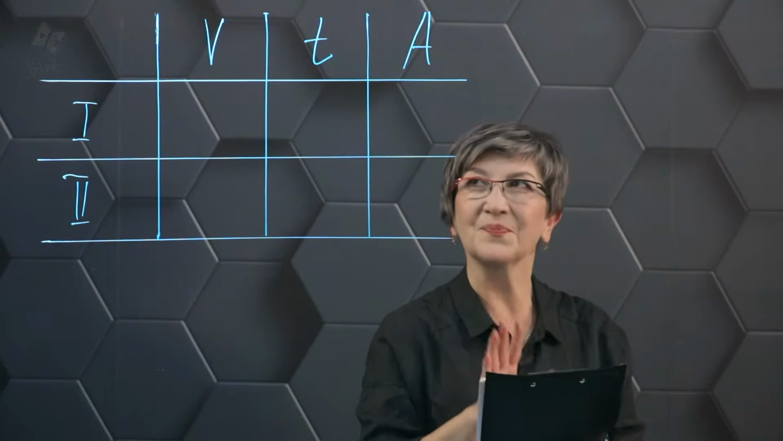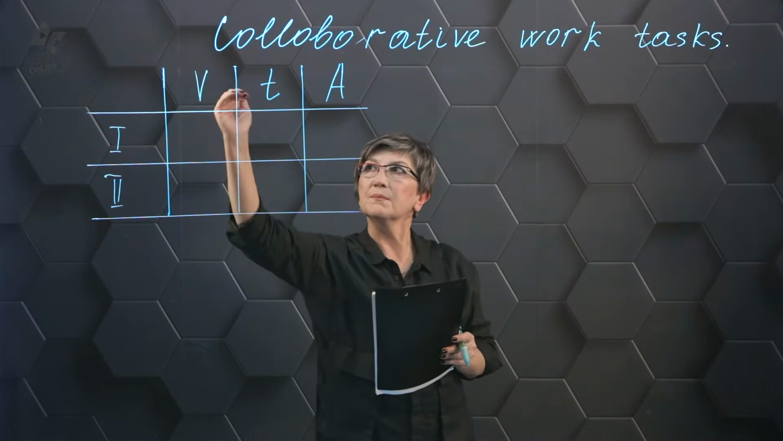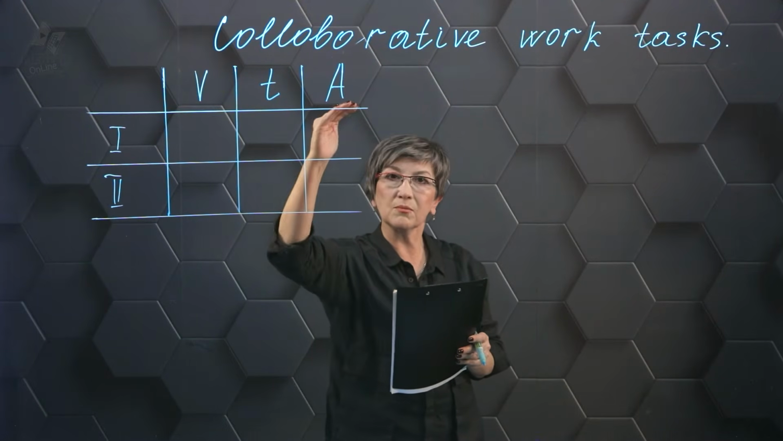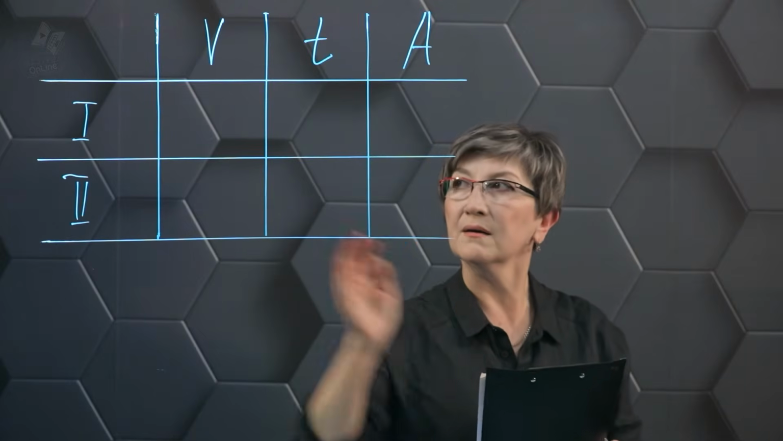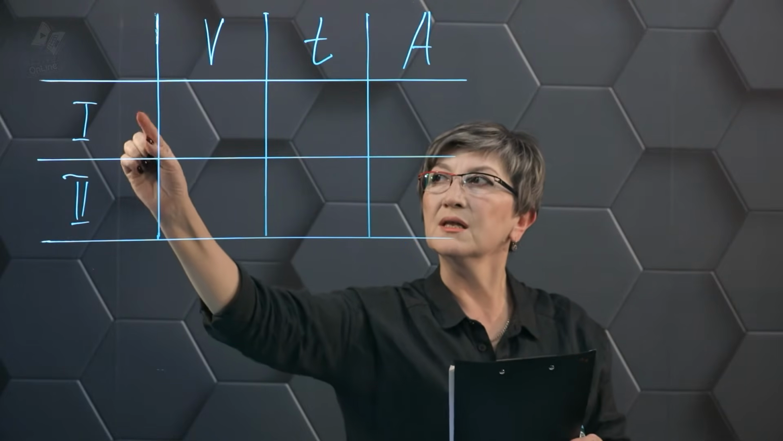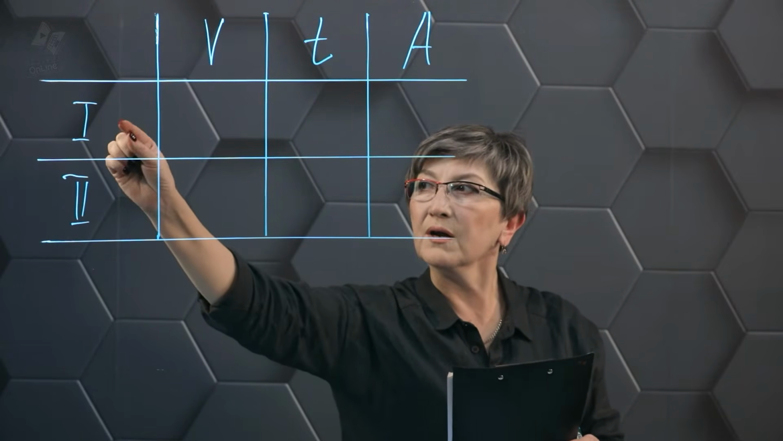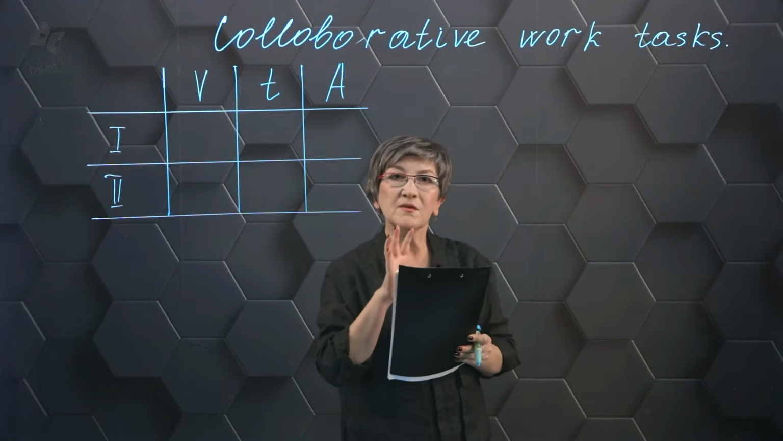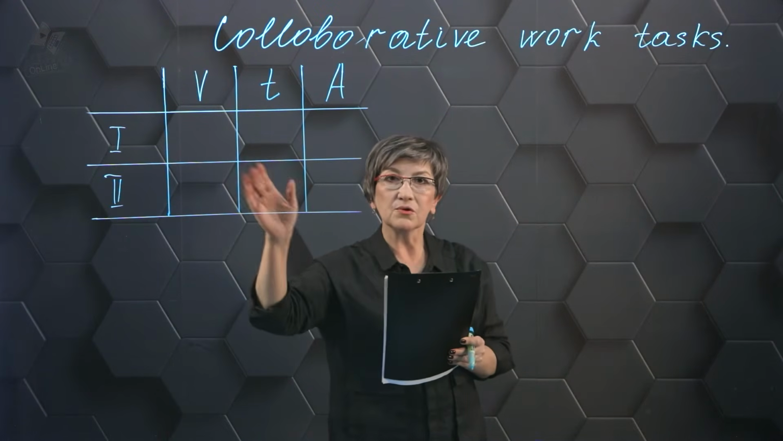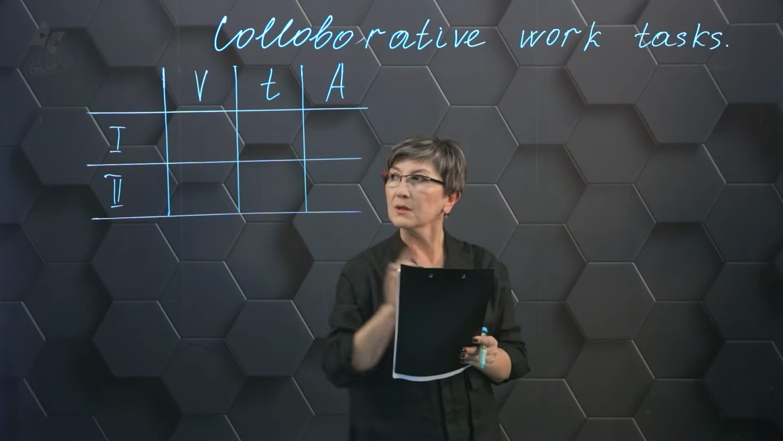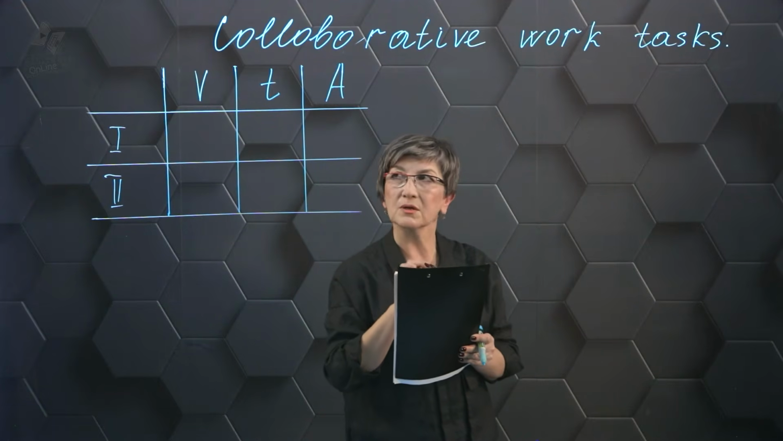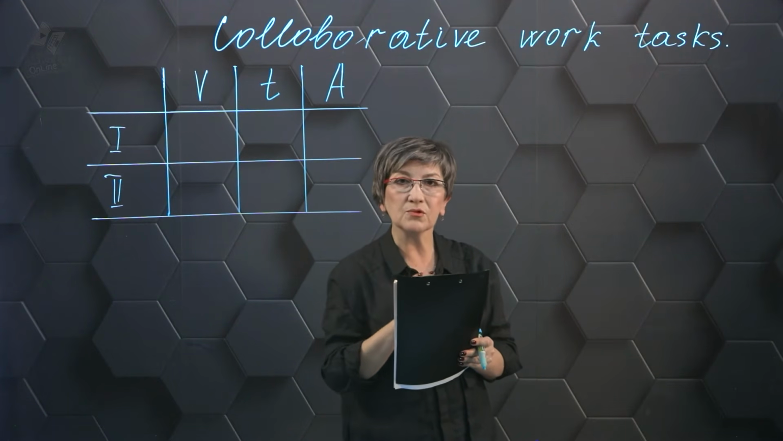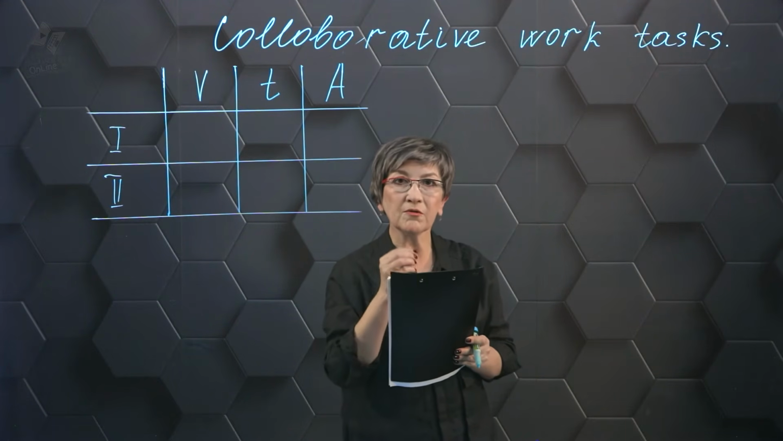In the table, I have recorded productivity, time, and work. In these columns, we will write down the data, and in the lines I wrote the first worker and the second worker. The conditions of the problem are as follows. The first worker paints a fence in 20 minutes, and the second worker paints the same fence in 30 minutes. If they work together, how long will it take them to do this job?